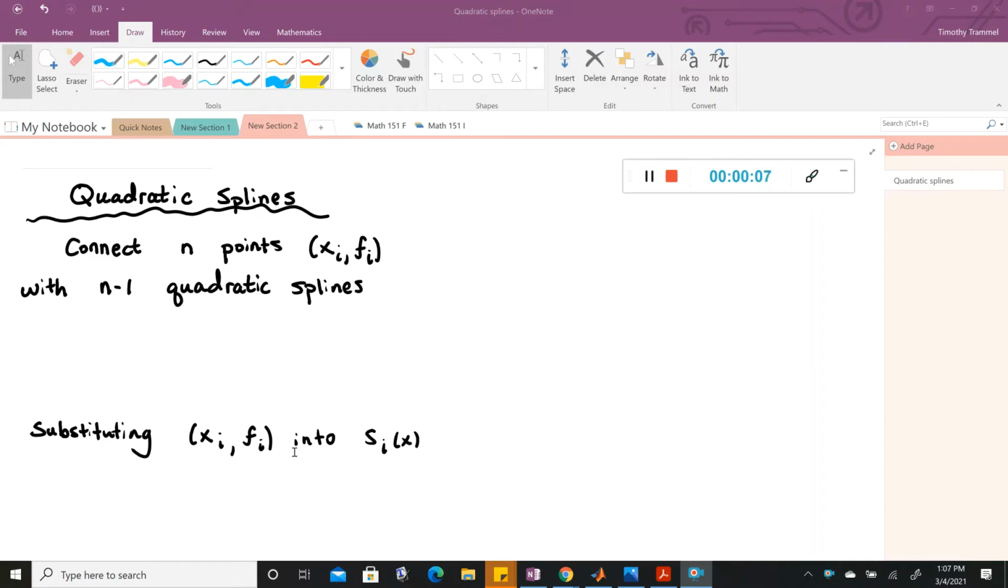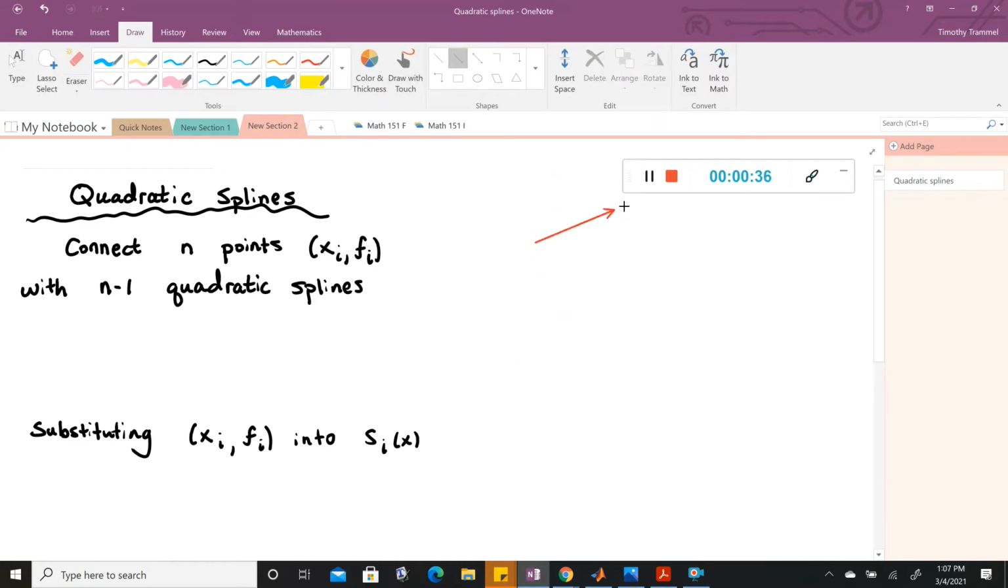Today we're going to talk about quadratic splines, and to be a little more specific, we are going to have endpoints x sub i, f sub i, and because we have endpoints, we'll be able to connect those with n minus 1 quadratic splines, and I want you to be able to envision that. So I'm going to put in a little sketch here.